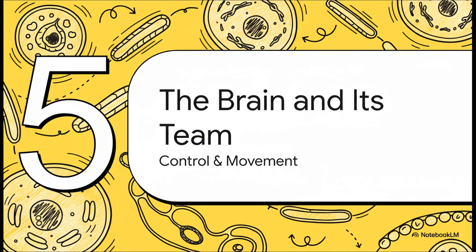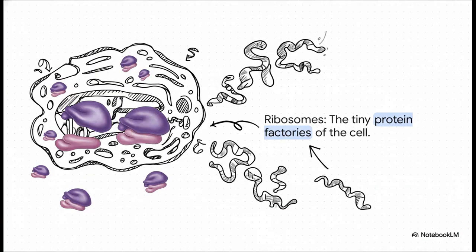We are almost at the end of our tour, everyone. For our final stop, we're heading to the most important building in the entire city, the Control Center, the CEO's office. We'll also meet the team that helps the cell keep its shape and move around. We already met these little guys on the rough ER, but you'll also find them just floating around freely inside the cell. Ribosomes have one incredibly important job. They are the tiny factories that build all the proteins. And since proteins do pretty much everything in the cell, you can see why ribosomes are absolutely essential.